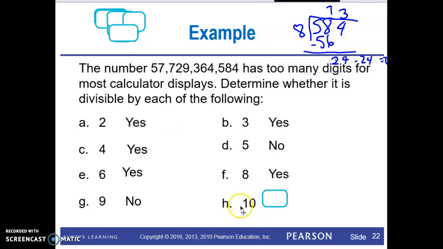All right, how about 10? Does it end in a 0? Nope. So therefore 10 is a no as well.